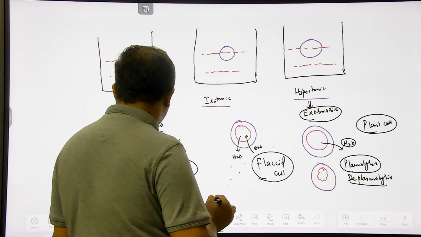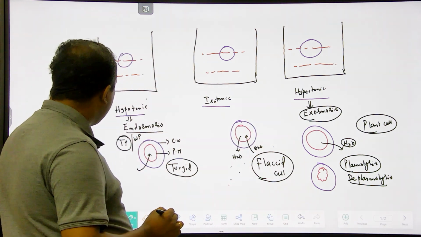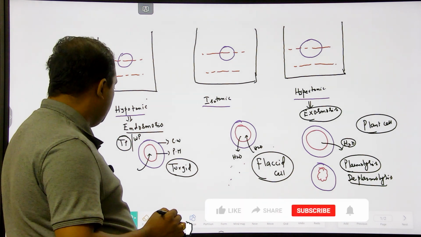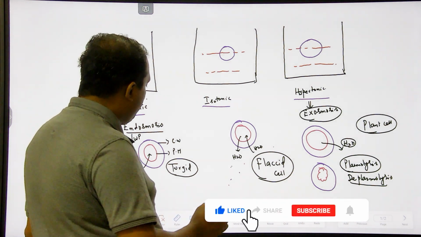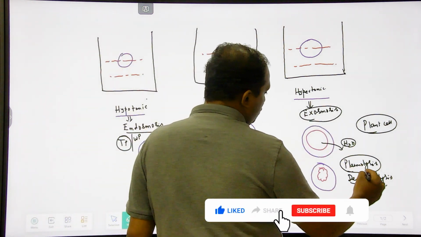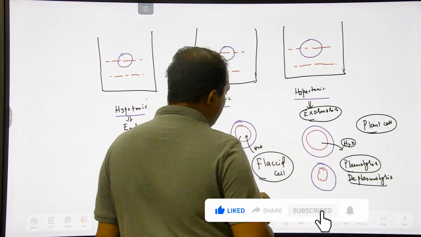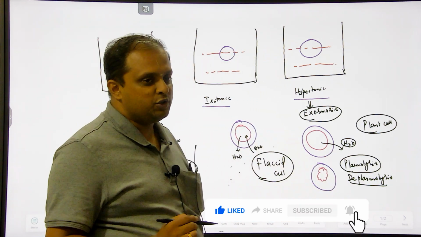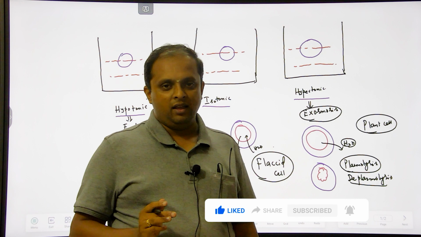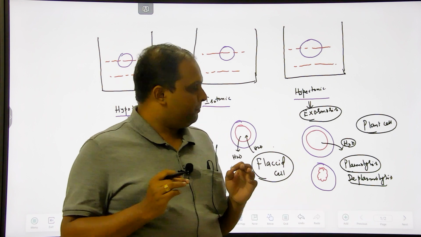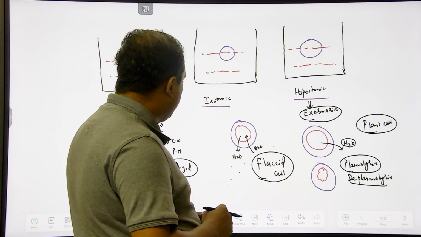So in short, when we place a cell in a hypotonic solution, the cell becomes turgid. When we place a cell in a hypertonic solution, it becomes plasmolyzed. When we place a cell in an isotonic solution, it becomes flaccid. So this is the point to be noted.